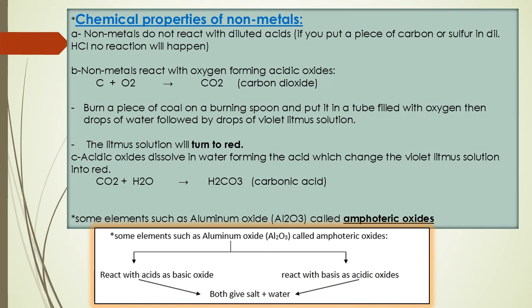And some elements, such as aluminum oxide, Al2O3, are called amphoteric oxides. What is meant by amphoteric oxide? That means aluminum oxide, or some metal oxides, react with acid as a base and react with base as an acid. When the other one is a base, it deals as an acid, and when the other one is an acid, it deals as a base.